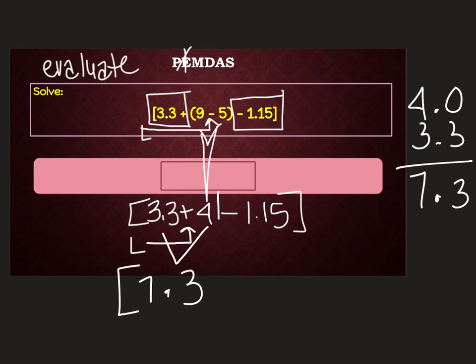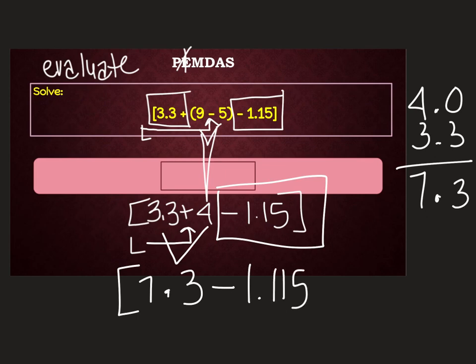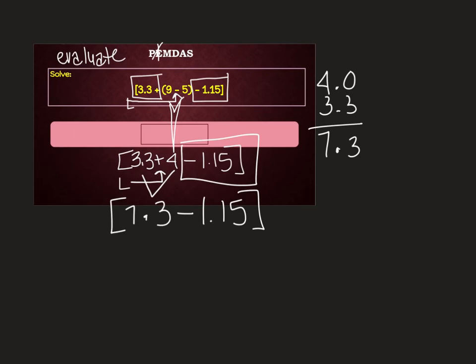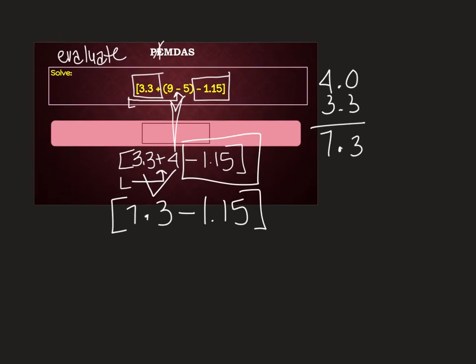And I'm going to bring down the rest of the problem, which is minus 1.15, or 1 and 1500ths. There you go. And a bracket. So I'm left with two numbers, so now I can solve. Let's give myself some more room, because I decided to write big. So we have 7.3, or 7 and 3/10. That's the bigger number, right? We always subtract with the bigger number on top. And we're going to subtract 1 and 1500ths.